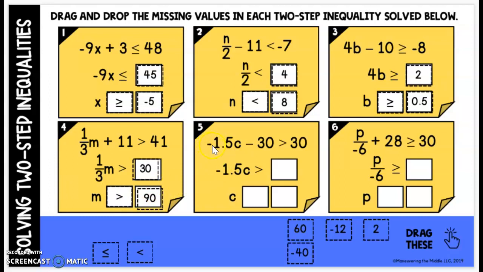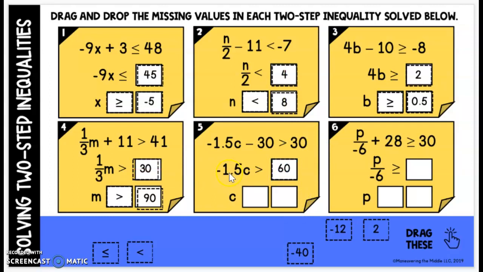Okay, I have negative 1.5c minus 30 is greater than 30. So the first thing I do is my ogres are like onions. I think what's furthest away but still on the same side, and that would be negative 30. The opposite of negative 30 is positive 30. That cancels this out, so I pull everything else down. What I do to one side, I do to the other. So 30 plus 30 equals 60.